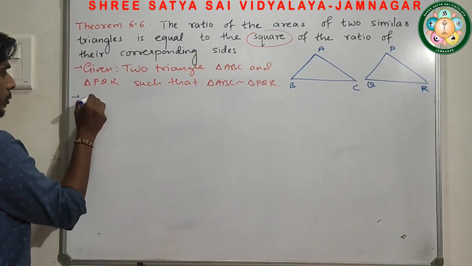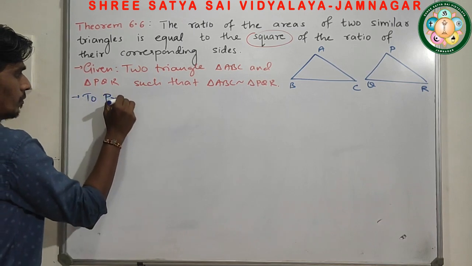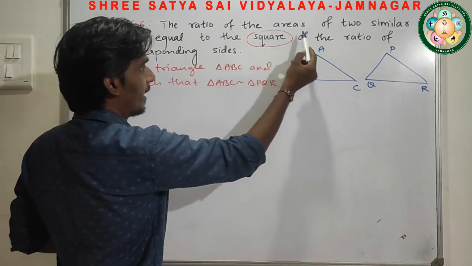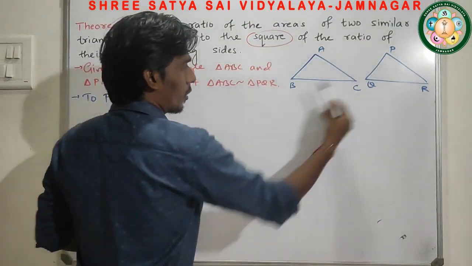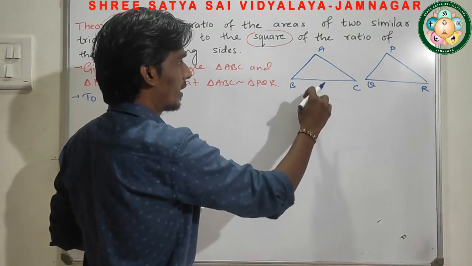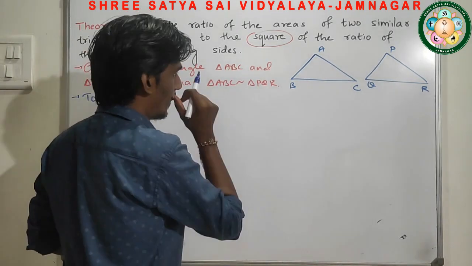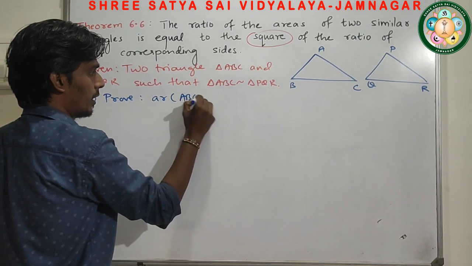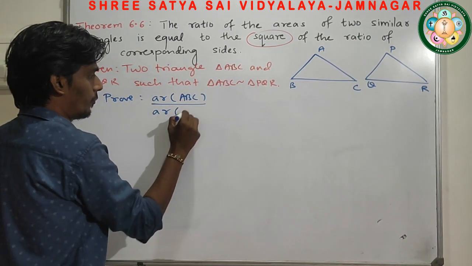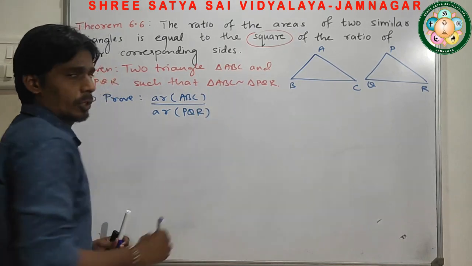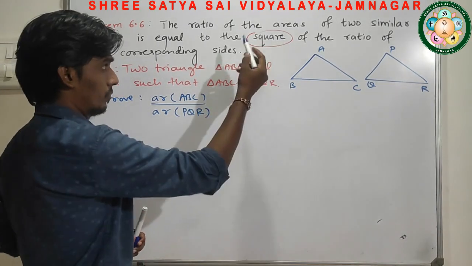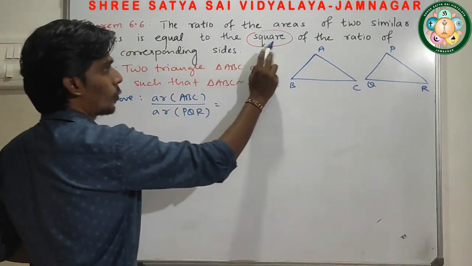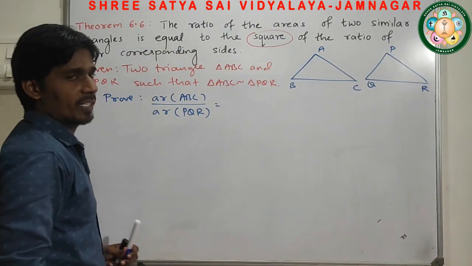Now, what we are going to prove? Let's read the statement again. Ratio of the areas of two similar triangles. So, areas of these two triangles, symbolically, this is what? Area of triangle ABC upon area of triangle PQR. This is the ratio of areas of two similar triangles, is equal to what? Is equal to the square of the ratio of the corresponding sides.